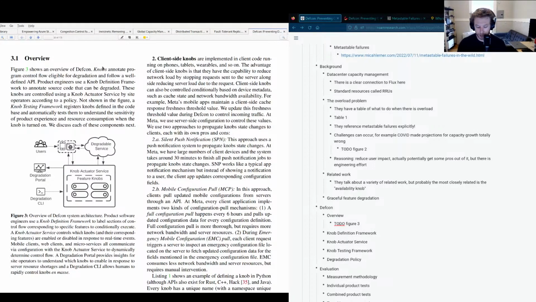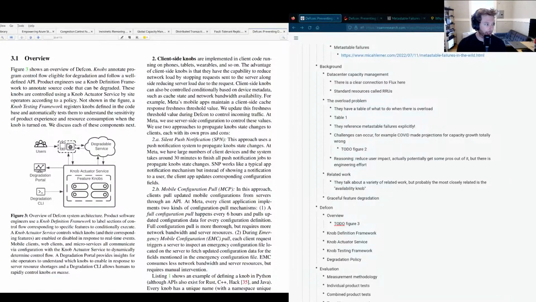When I'm reading a paper like this, I like to break down the individual components. For example, when there's a system diagram, I will make a bulleted list of everything in the diagram and then try to explain each of them. So for example, you have the knob actuator service. I think the sections perfectly map. There's a degradation framework, I think we'll go a bit deeper on this, and then there's a policy. Okay, so things don't perfectly map, but yeah.